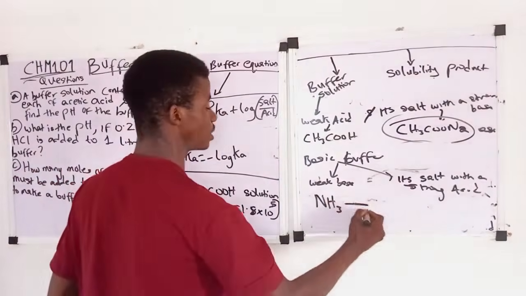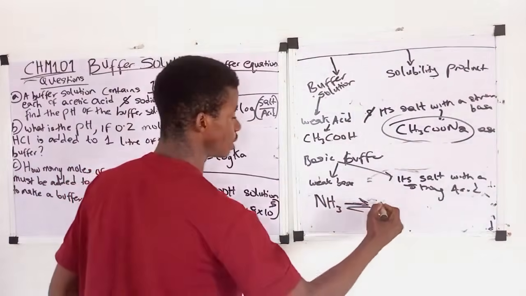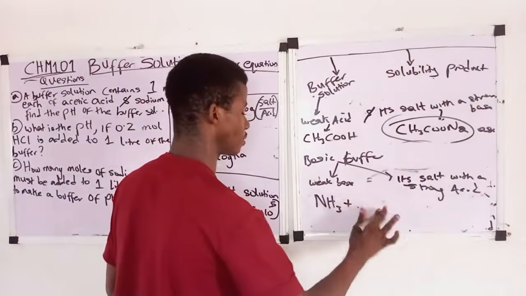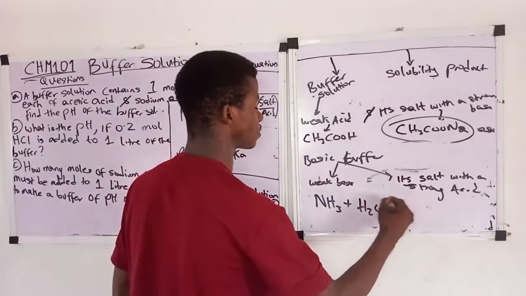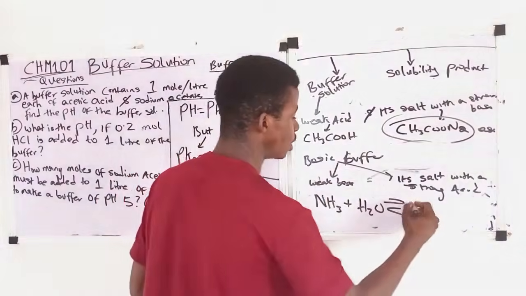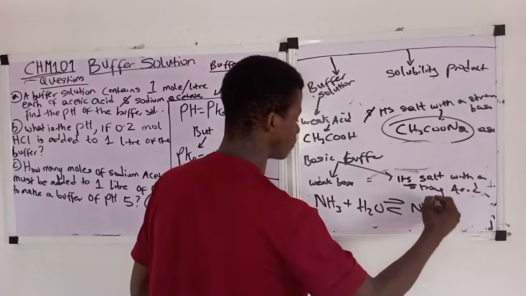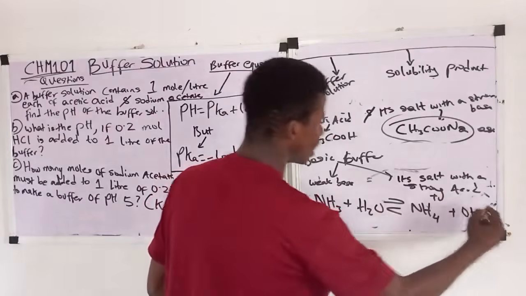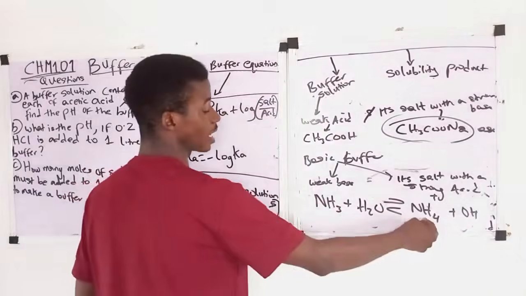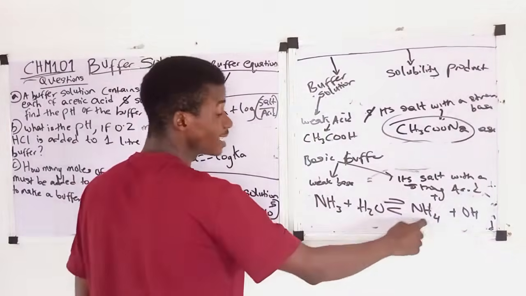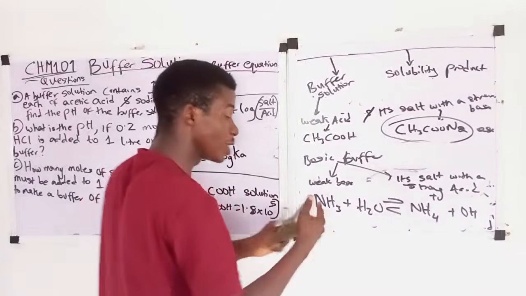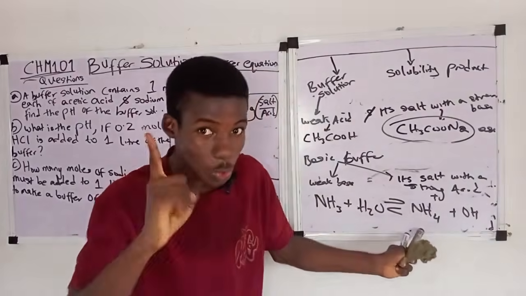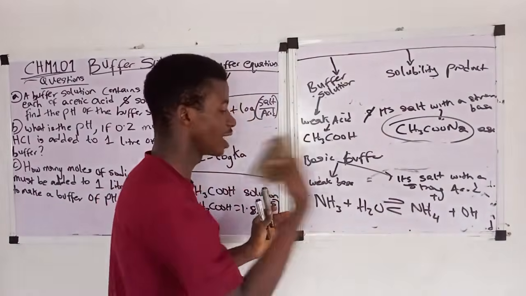Now let's say ammonia reacts with water. Ammonia dissociates in water to form ammonium ion, plus OH minus, right? Yes. Now this ammonium ion is the conjugate acid of ammonia, right? Yes. Remember, a weak base has a strong conjugate acid. Okay, so that's just it.